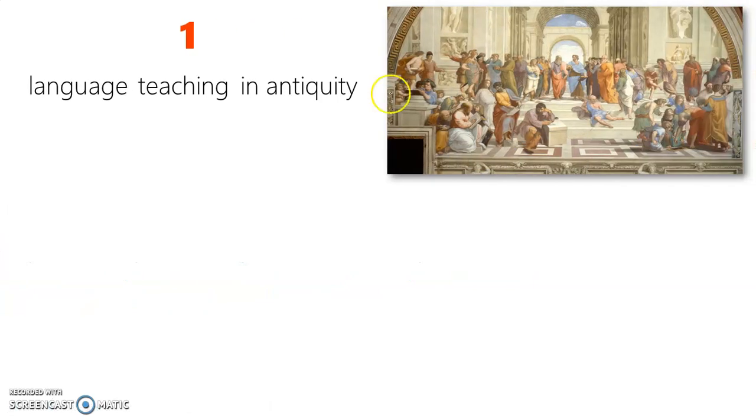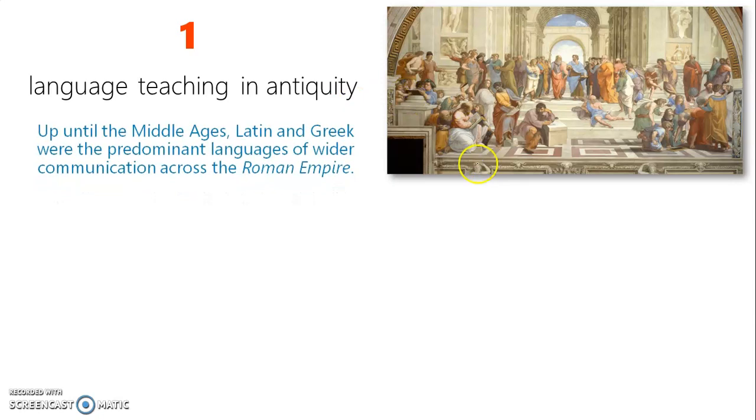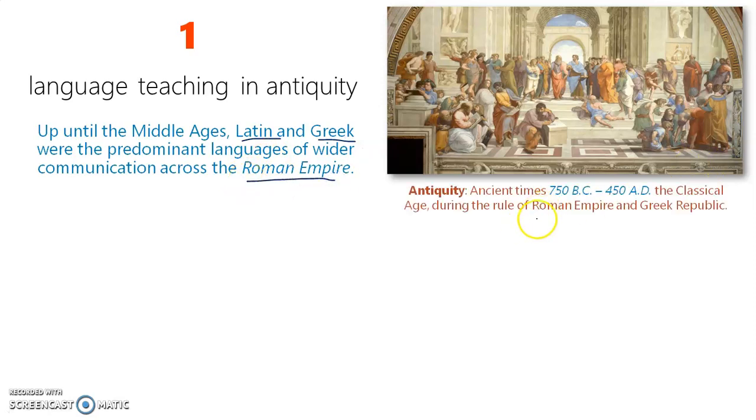Let's begin with language teaching in antiquity. When we talk about antiquity, we mean the period during which Latin and Greek were the predominant languages during the Roman Empire and during the rule of the Greek in the Greek Republic. That is 750 before Christ and 450 after Christ. That is more than 2,000 years ago.